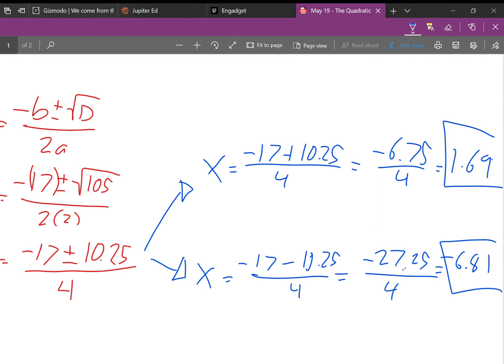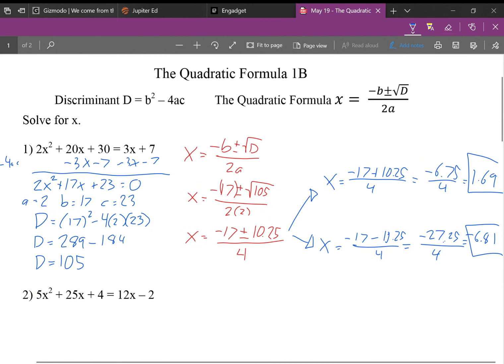Again, I know that it does make the problems harder when we have to start by subtracting, but I want to just remind you, you've had practice on this already if you did all the work on solving by factoring 1C and 1D. So it shouldn't seem too out of the blue for you.